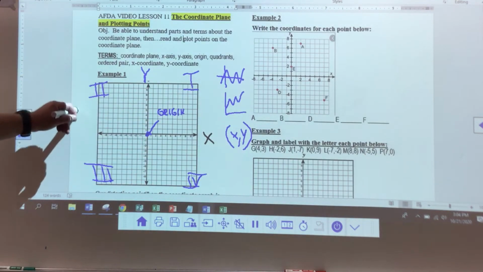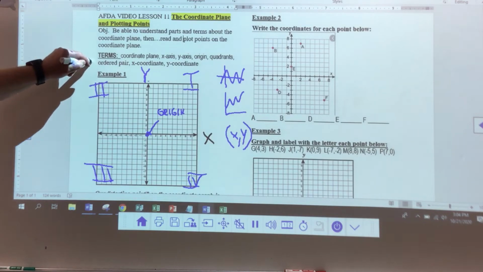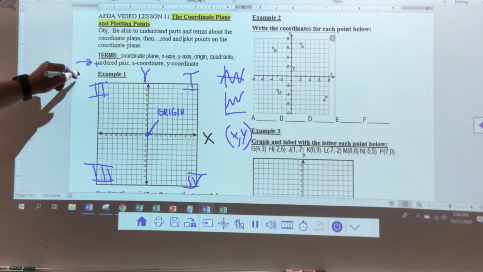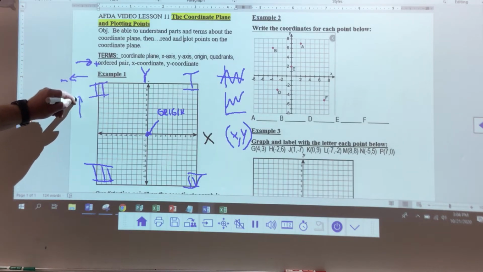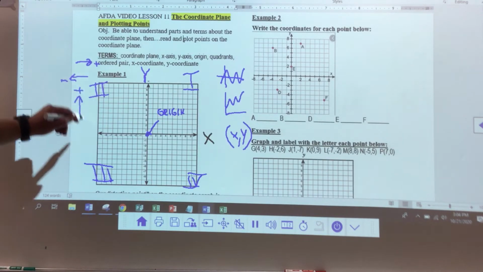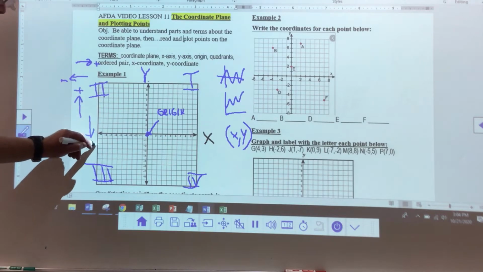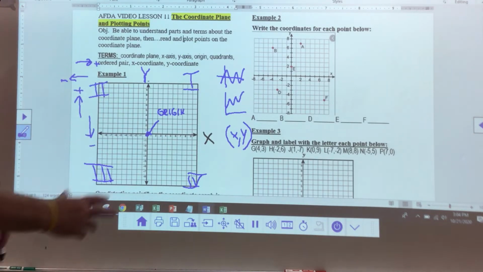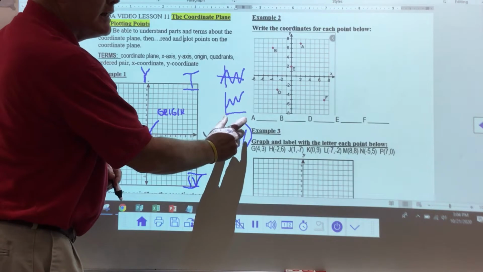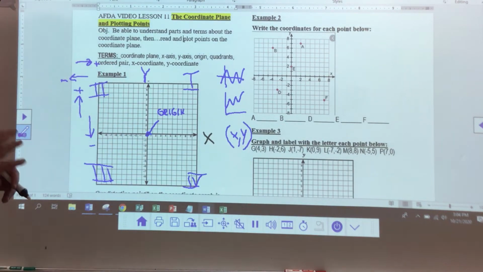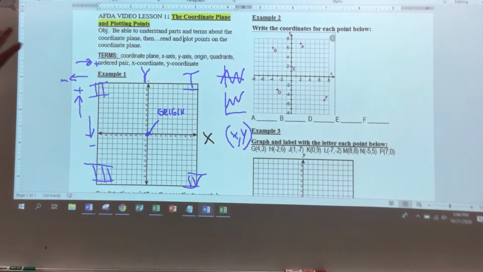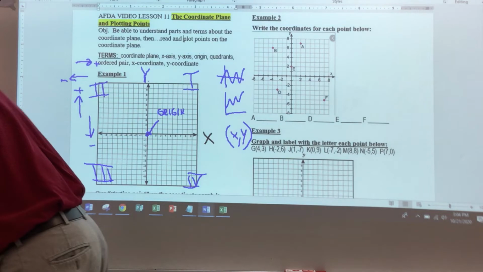To keep track of all that, if you go to the right, that's positive. To the left, that's negative. If you go up, that's positive. If you go down, that's negative. Again, ordered pairs are organized in x and y order. Okay? Now, let's take a look at some things here. Let's scroll down and get away from this for a second. We'll plot some points.